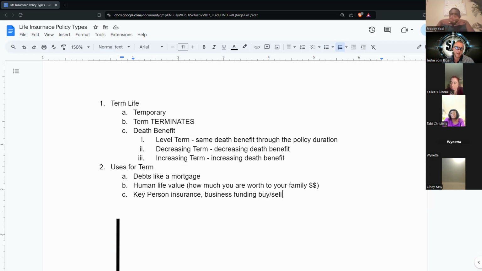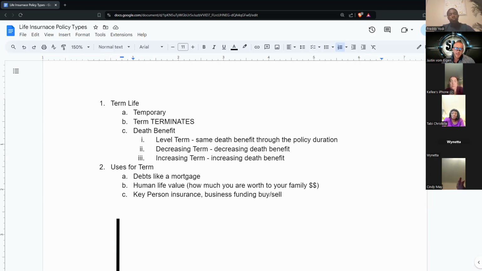Makes sense. A lot of people do that in businesses so that they're like, hey, sure your wife's awesome, but if you die, I don't want to deal with her in the business aspect. She has no idea what's going on, right? So people do that so that they'd be able to buy that out. Does that make sense, guys? For the business funding aspect of term? Okay.